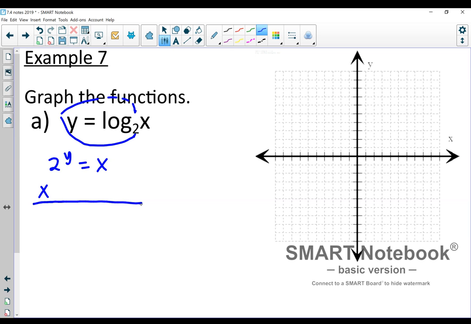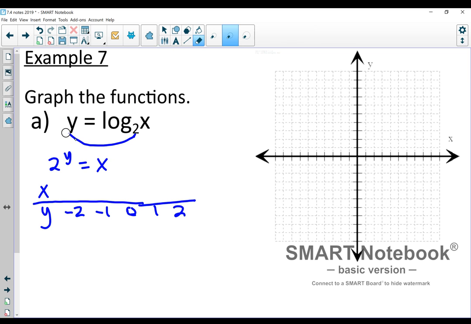And when I make my table, notice my x and y are swapped around. So that should be making you think inverses. And because I am raising 2 to the y power, it makes sense to let y be -2, -1, 0, 1, 2. And when I'm graphing an exponential function, those are usually my x values. So again, when I have an inverse, I am swapping my x's and y's. That's exactly what's happening here.